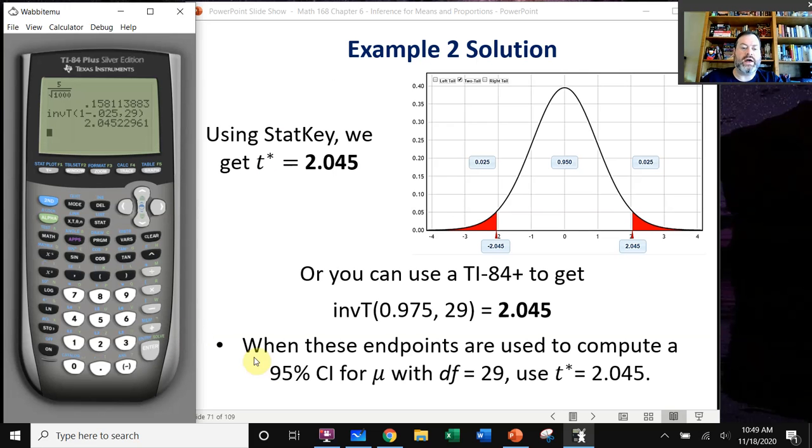And so down here at the bottom, it explains what we're going to be using this for. When these endpoints are used to compute a 95% confidence interval for mu with a DF of 29, now we know t star. Every time you do a confidence interval, you have to do a separate t star calculation. You can do it on your graphing calculator if you have a TI-84 Plus, or you can do it in StatKey. But it's always the same steps, right?